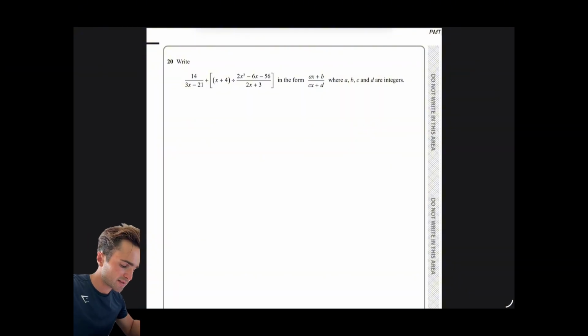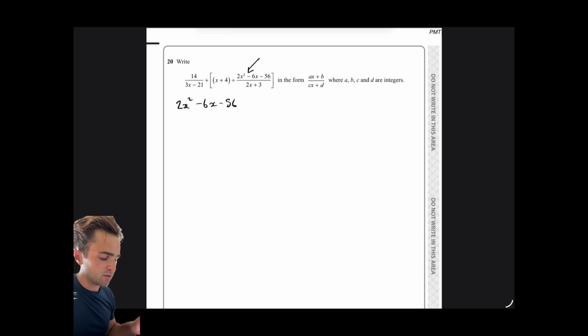So 14 over 3x minus 21 plus, open brackets, x plus 4 divided by 2x squared minus 6x minus 56, all over 2x plus 3. We have to show it in the form ax plus b over cx plus d. So the first thing we want to look at is we're going to break this down and do a few steps. And nothing's too hard. So we need to factorise this 2x squared minus 6x minus 56 term. So we write it down.